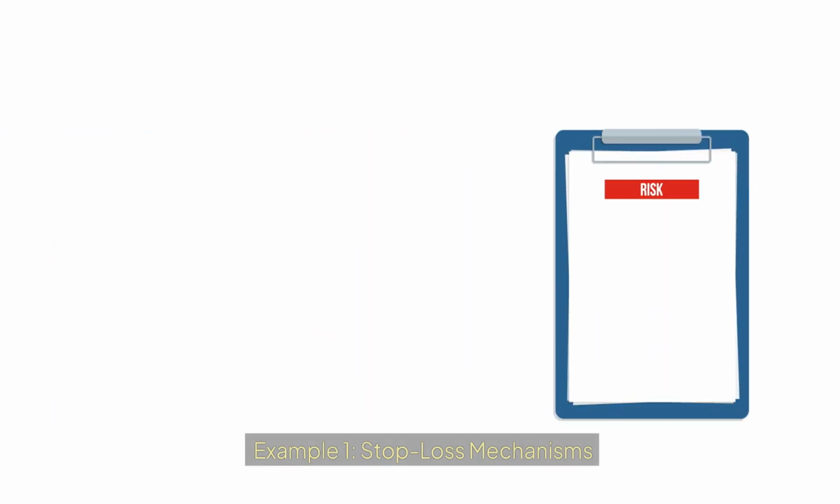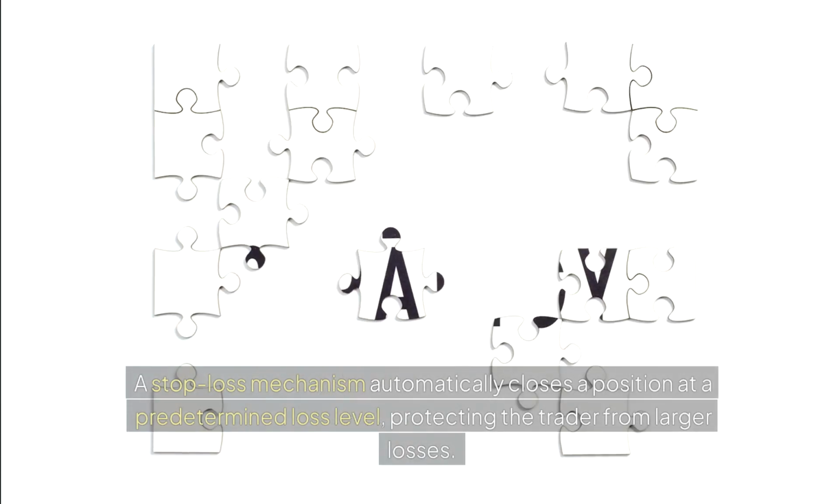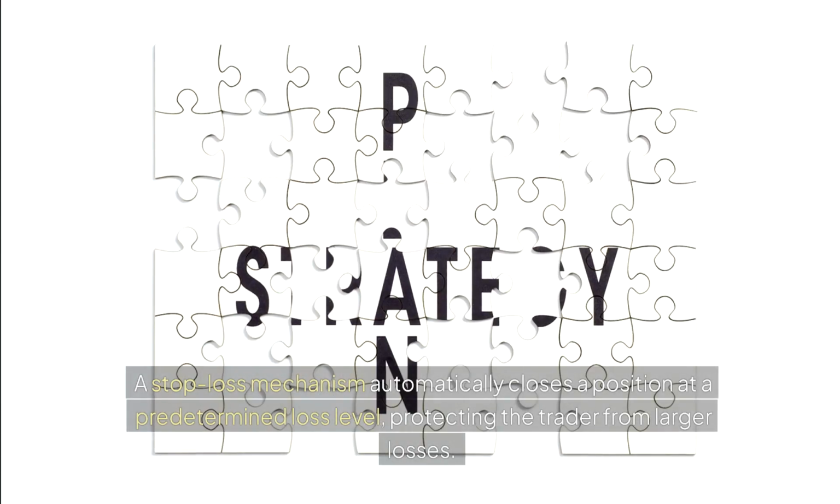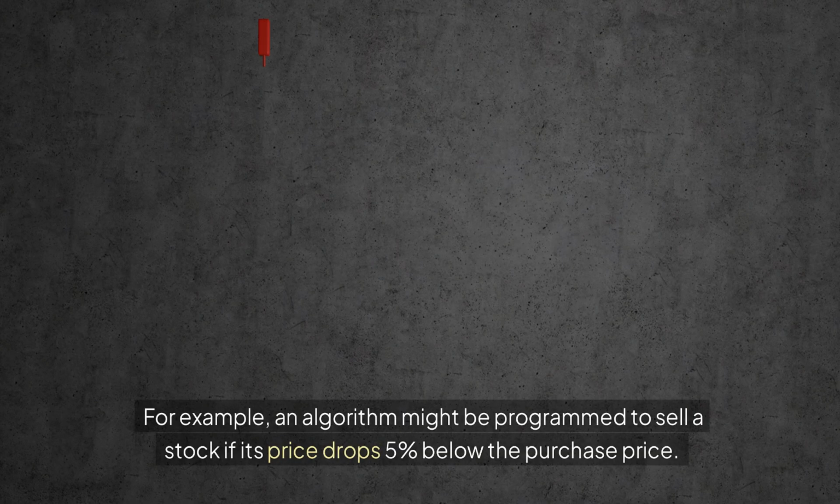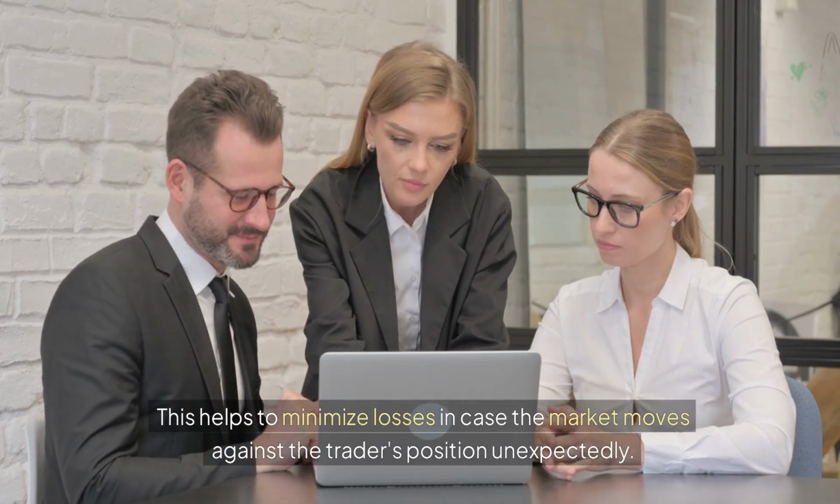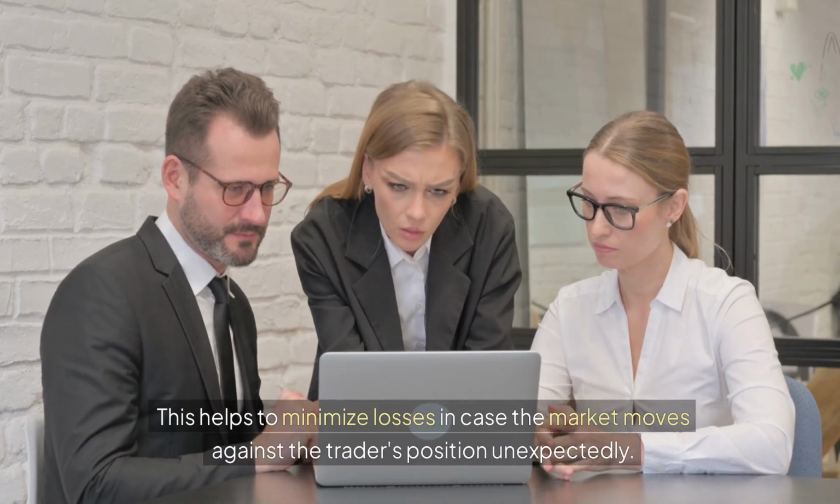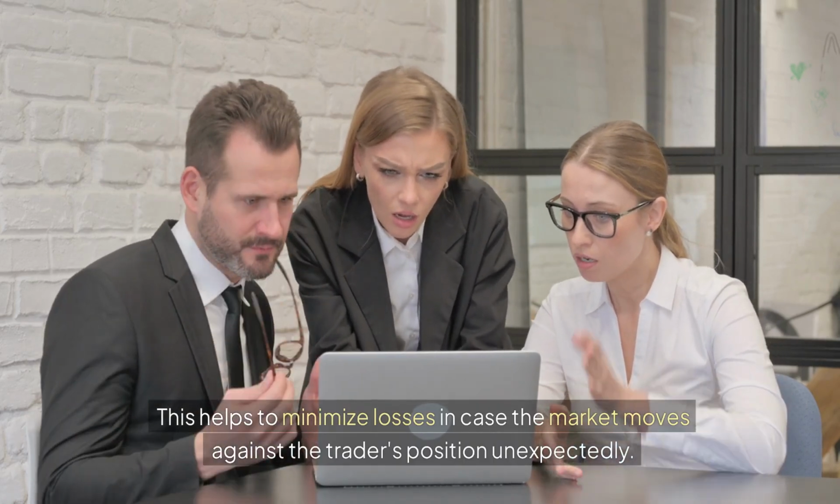Example 1. Stop-loss mechanisms. A stop-loss mechanism automatically closes a position at a predetermined loss level, protecting the trader from larger losses. For example, an algorithm might be programmed to sell a stock if its price drops 5% below the purchase price. This helps to minimize losses in case the market moves against the trader's position unexpectedly.